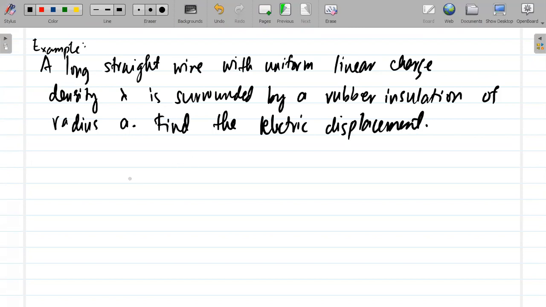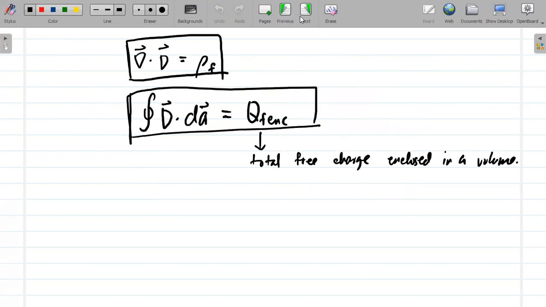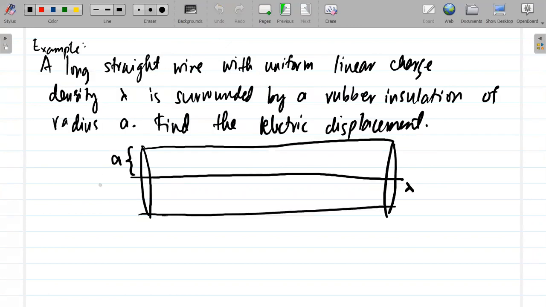Now we have drawing natin. Nakang long straight wire. May charge density lambda. Surrounded by a rubber insulation. So kunwari ganyan. Meron kang rubber insulation dito. So cylindrical yan na may radius A. So this is radius A. Now, find the electric displacement. So what we will use here is the result from earlier, yung integral form. So the integral of D dot dA equals QF enclosed.